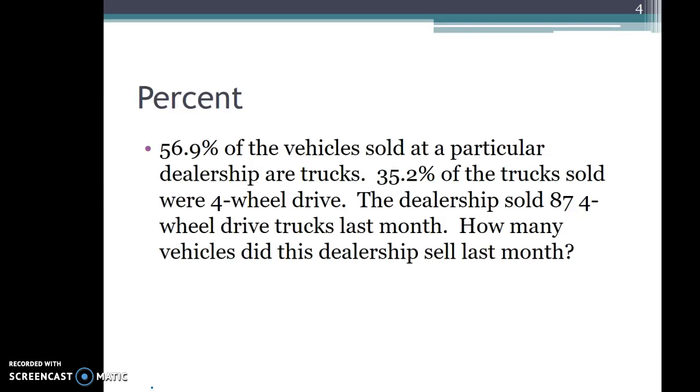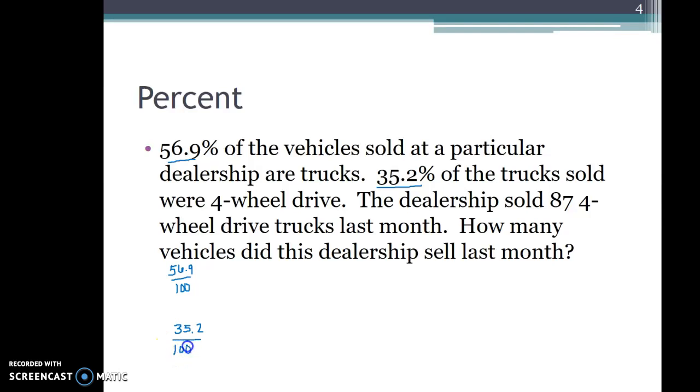We're going to start the same way we've started each percent problem, by turning the percents into fractions. So here's my first percent. So I'm going to make that 56.9 over 100. Here's my second percent. I'm going to work with that one completely separately. So that'll be 35.2 over 100.